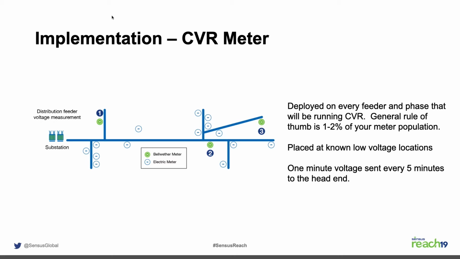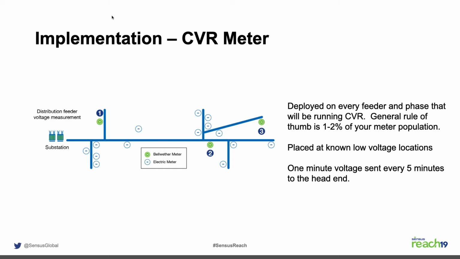So the first implementation would be looking just at putting the CVR meter in place. So placing a bellwether meter at the different locations, generally at the end of the feeder, at the end of the laterals, and then configuring them to send up the data every 5 minutes. So we're pretty familiar with that.